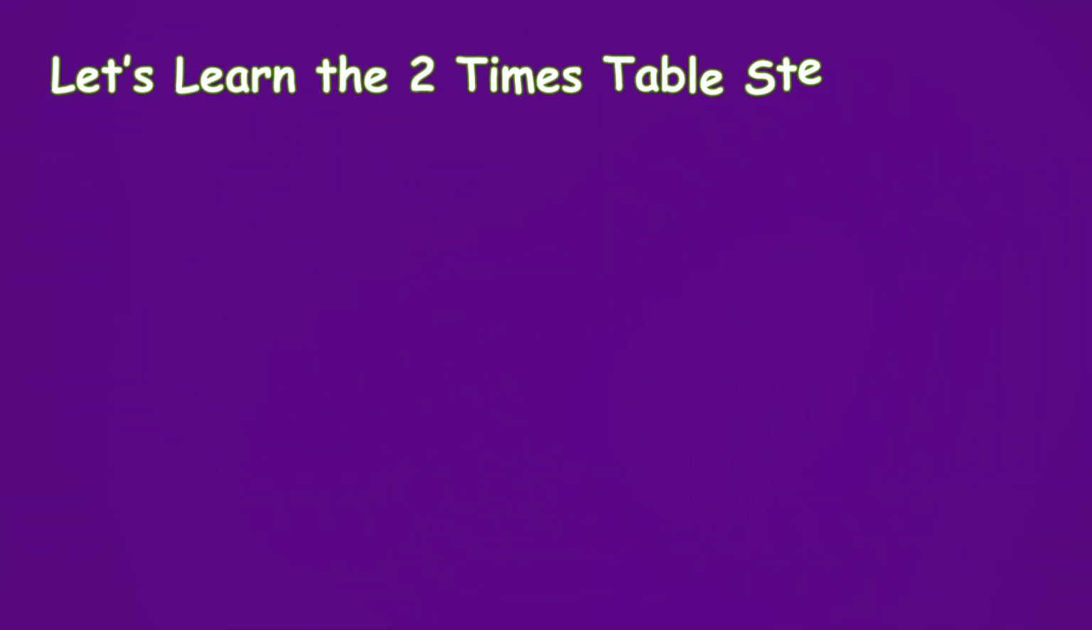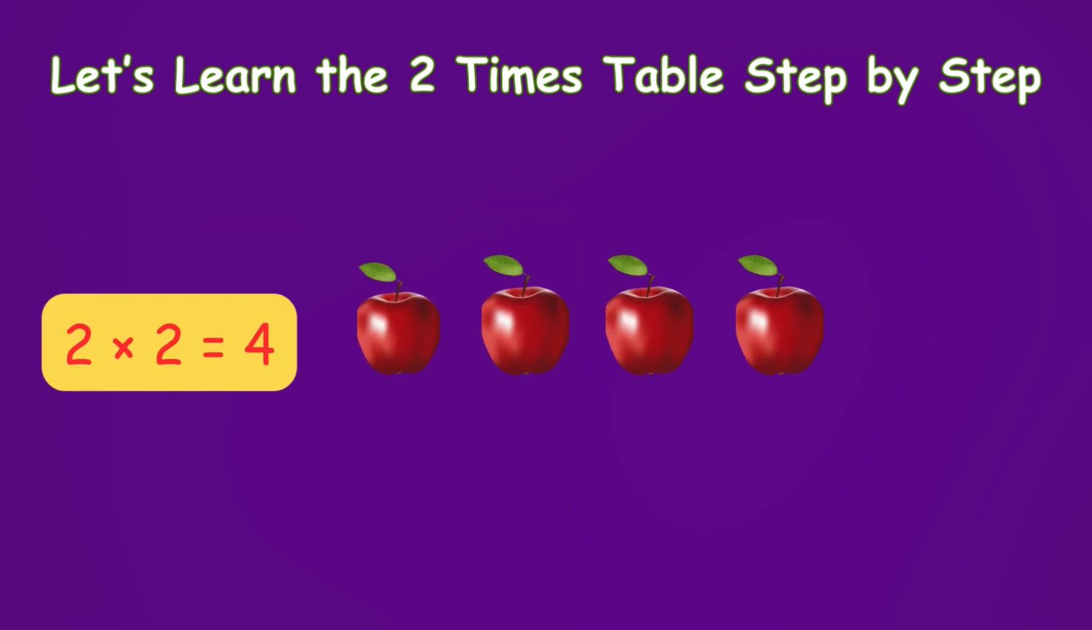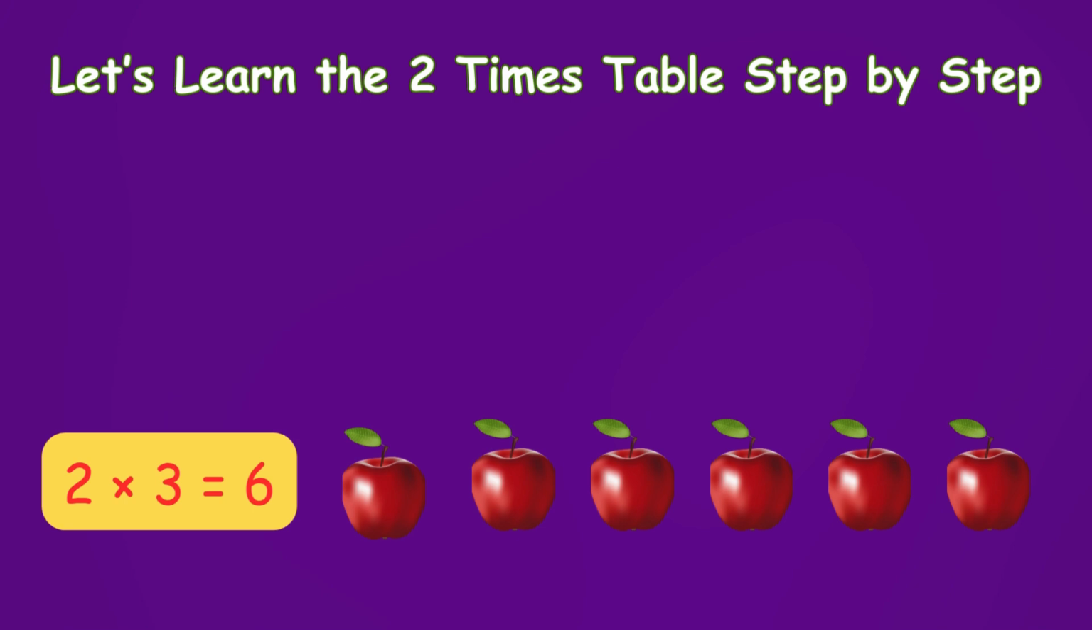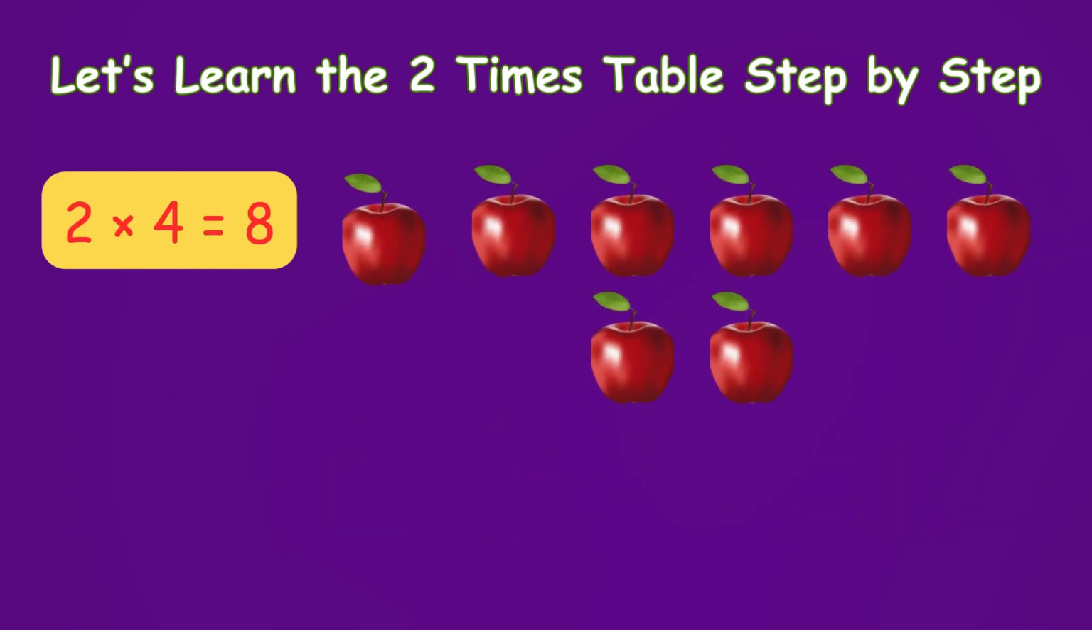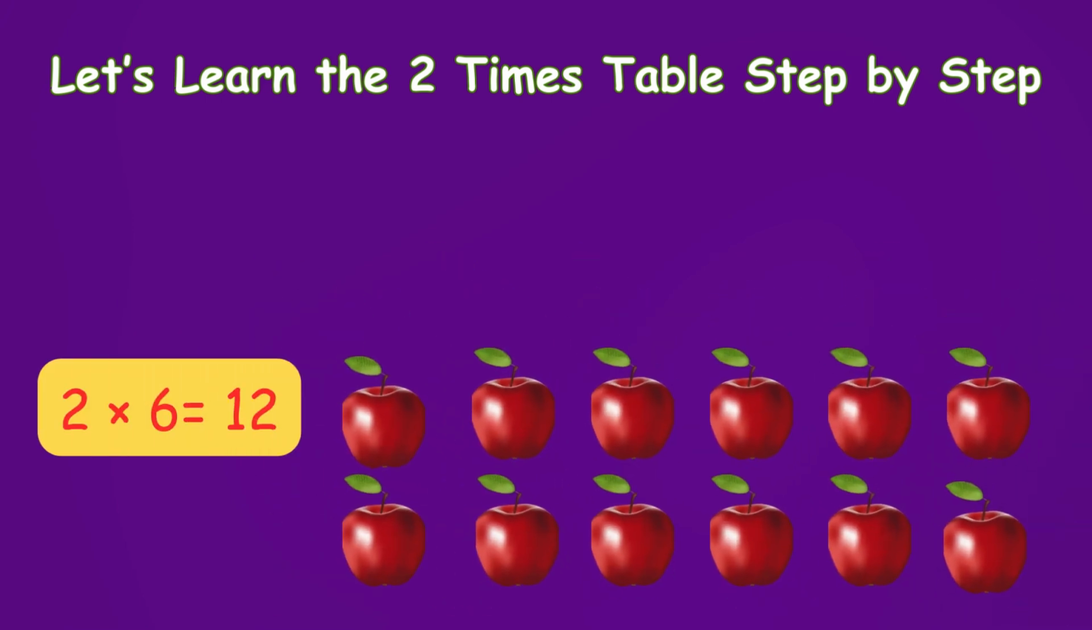Now let's learn the 2 times table step by step. Repeat after me. Just 1 pair of apples. 2 pairs of apples. 3 pairs of apples. 4 pairs of apples. 5 pairs of apples. 6 pairs of apples.